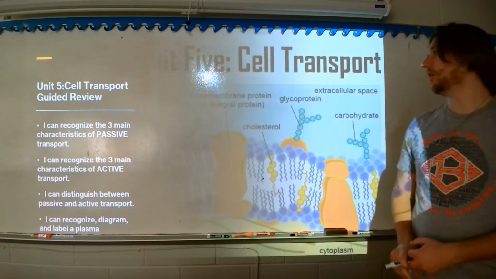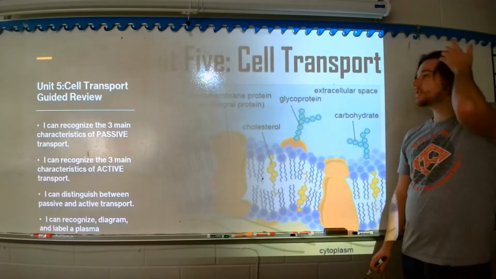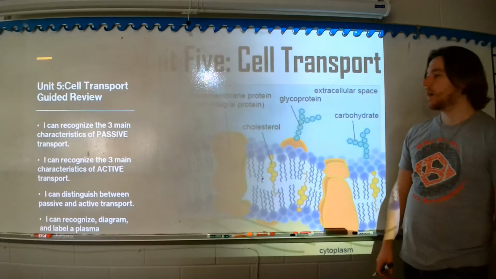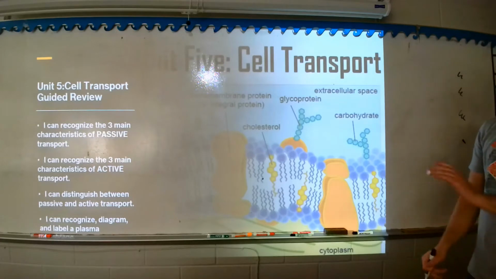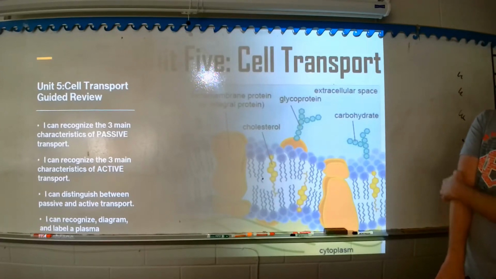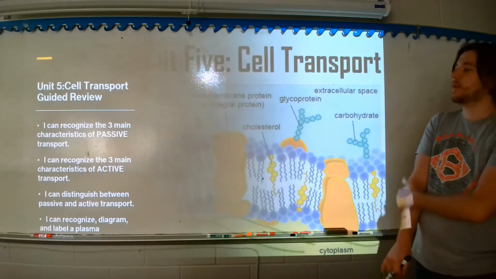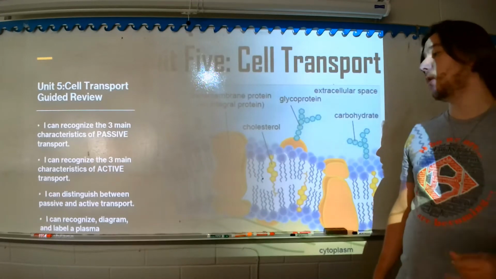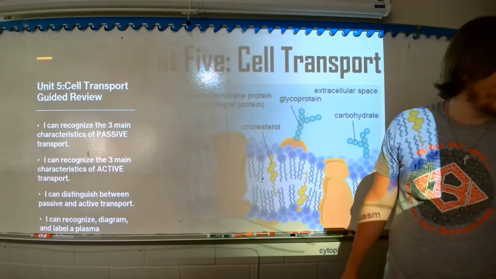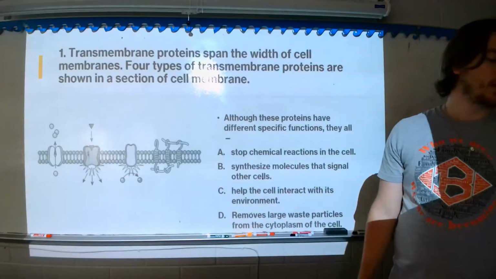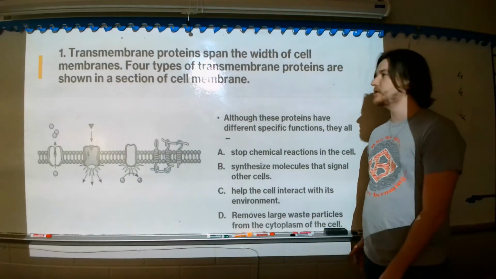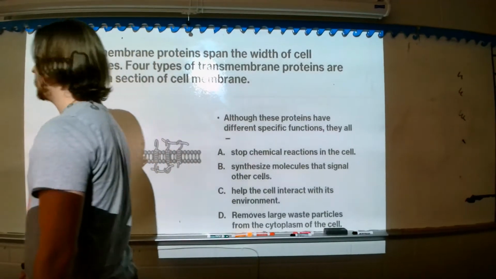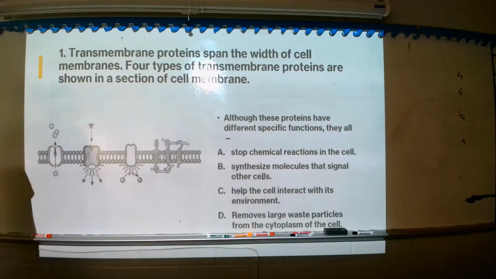All right. So today we're doing a review of cell transport. There's a couple of things you need to make sure you know going into the test: that you can recognize the three main characteristics of passive transport and active transport, and just make sure you can tell me the difference between them, as well as being able to diagram and label the plasma membrane. So what we're going to do is just go through several questions together, look at these questions, and try to determine how we can use our knowledge to answer these questions.